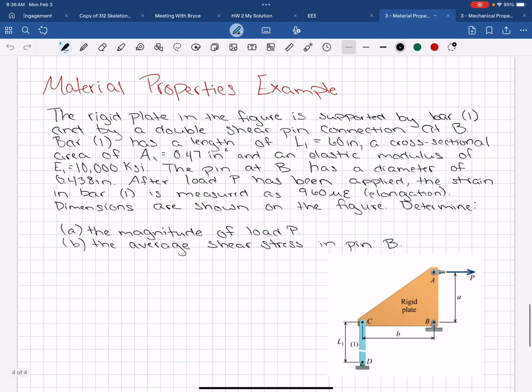Alright, here's an example using material properties to have a relationship between stress and strain. So we have this rigid plate and it's supported by bar 1. Bar 1 is a 2-force member, and by a double shear pin connection at B.